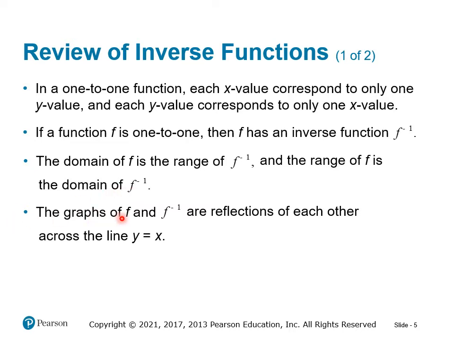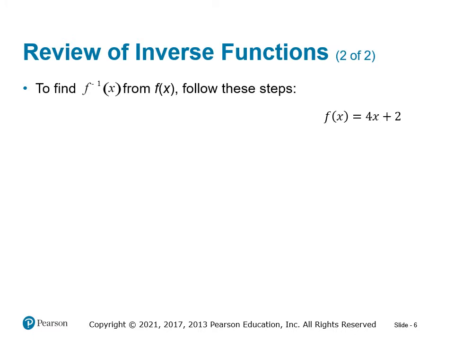And if you look at the graph of the function and its inverse, these are reflections of each other across the line y equals x. This is the diagonal line from the lower left to the upper right of a graph. And that line becomes like a mirror so that on each side of it you see a reflection of that graph. Okay?